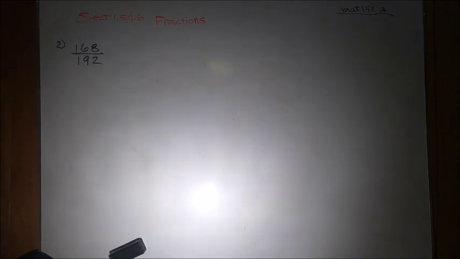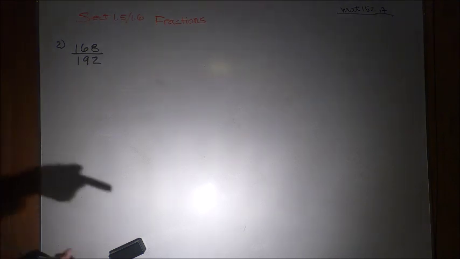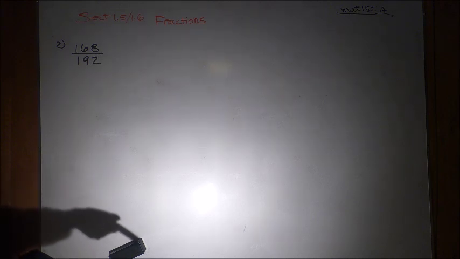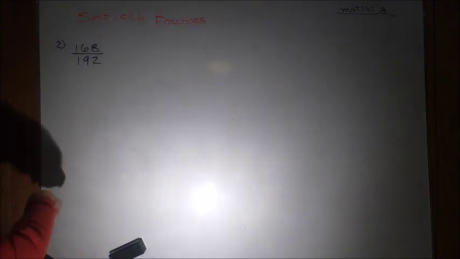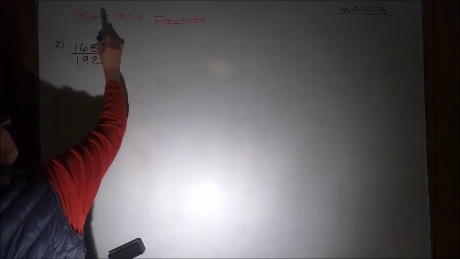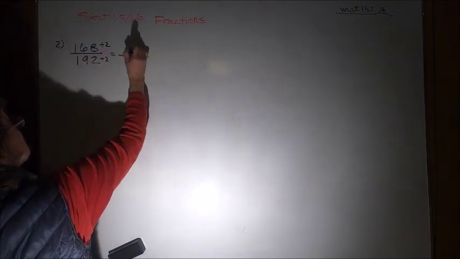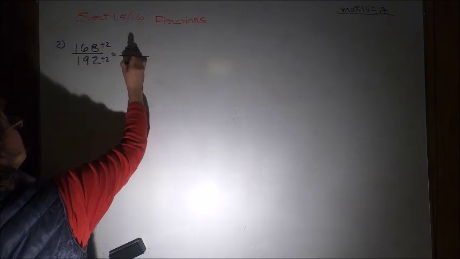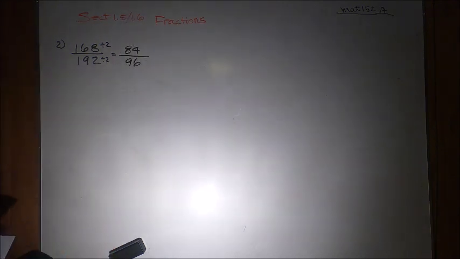Let's see the next one. So what do you think? Big numbers. So what do we do? How do we make it simpler? So you check by prime numbers, and that would be the easiest way. So you take a look. Can I go with 2? It can go into both. Both are even numbers, so I do 2. So that would be what? 84 over 96, right? Then you check again.